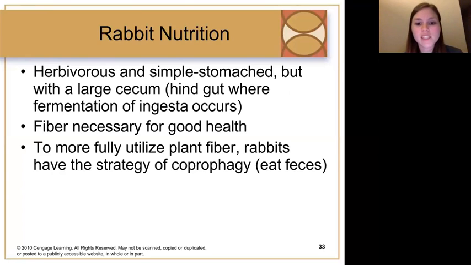So fiber is necessary for good health in rabbits. And to more fully utilize plant fiber, rabbits have the strategy of coprophagy, which is a term that has always stuck with me. It was a weird term that I learned in my intro class. Coprophagy basically means that an animal will consume its own feces. So it's really, really gross.